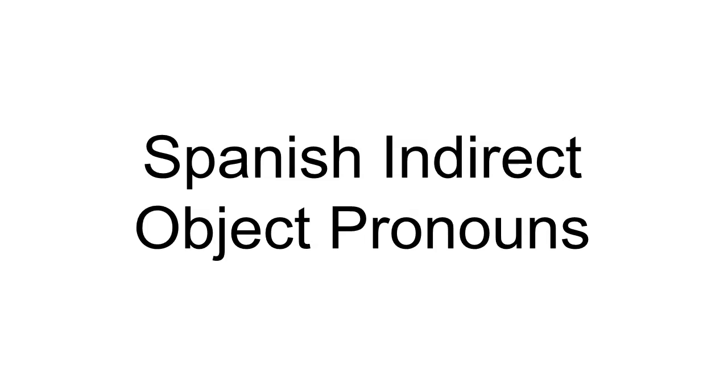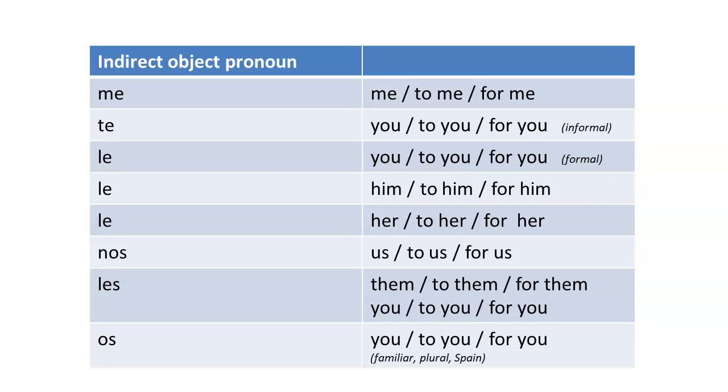Before we start the practice, we're going to do just a quick review. Remember that these are the indirect object pronouns here. You absolutely have to memorize them. There's no way around it. So we have me, te, le, nos, les, and os for speakers in Spain.